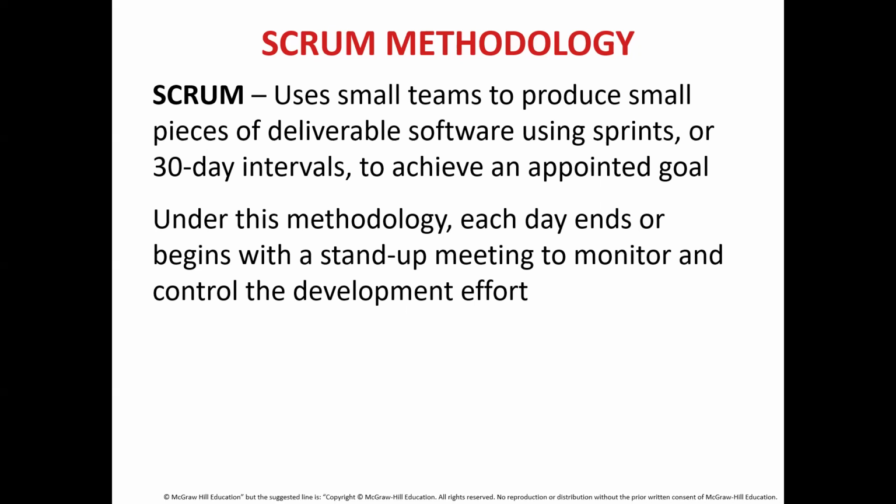Maybe it is just one specific piece of functionality, but it's the real thing, including delivery and client review against needs and requirements. Those needs and requirements, by the way, change. That is the strength we saw in the Scrum process. So overall, to summarize the Scrum process, it uses a small team to produce more pieces of deliverable software using sprints or 30-day intervals to achieve an appointed goal. Under this methodology, each day ends or begins with a stand-up meeting to monitor and control the development effort.